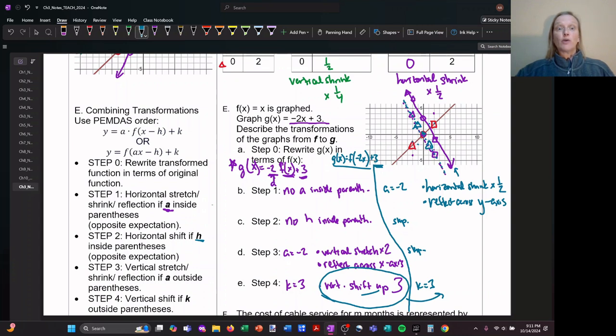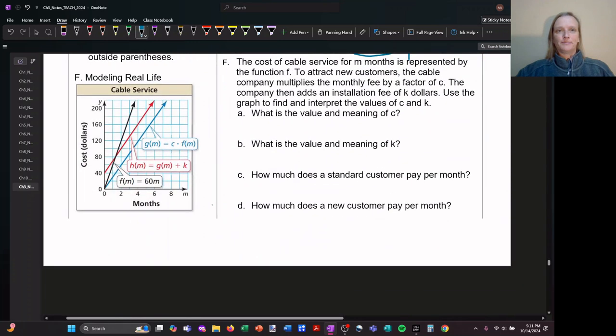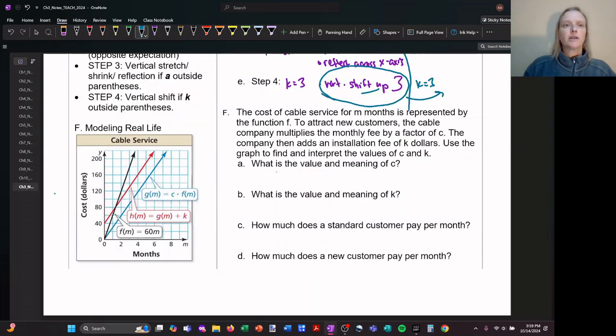Next, let's move on to a real world problem. Let's look at a real world example. This says the cost of cable service for m months is represented by the function f. And f is the black line here on the graph. To attract new customers, the cable company multiplies the monthly fee by a factor of c. So multiplying the function by a factor of c. So that's represented by this blue graph here.